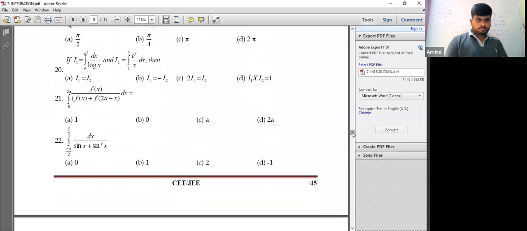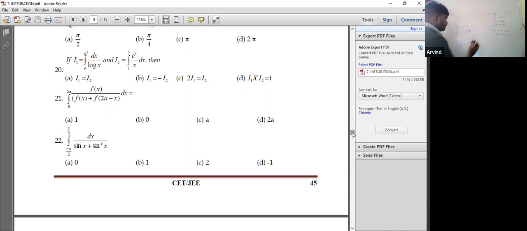Okay, this is again another formula. The 21st one. If you don't know the formula, you can still solve it. I'll give you the formula once again. Okay, what was the question? Yeah, for this question, this is the formula. Let's stop sharing and give you the formula.